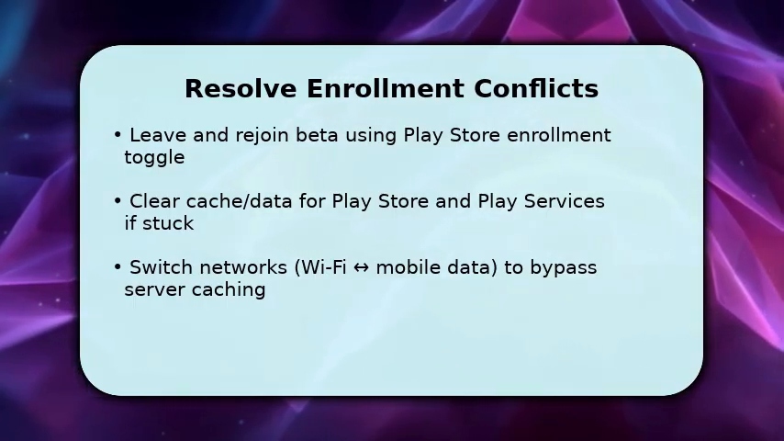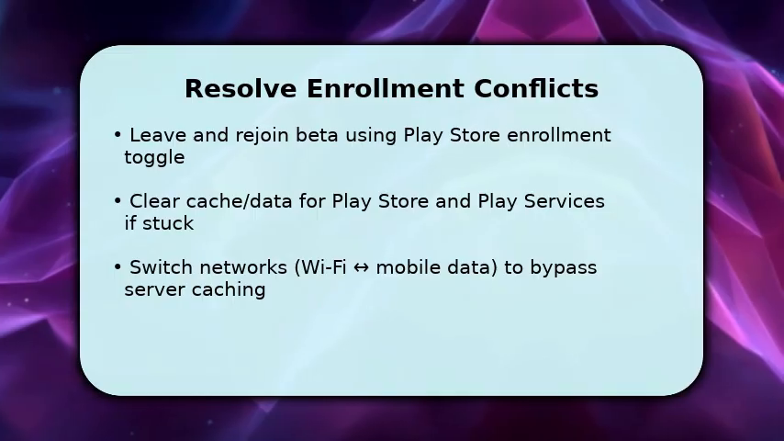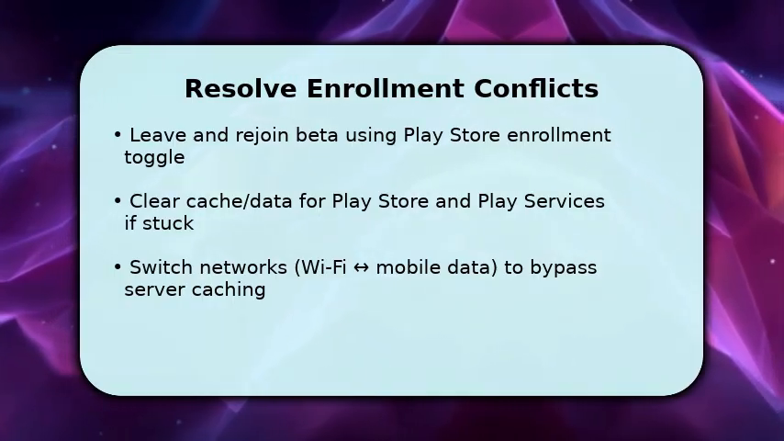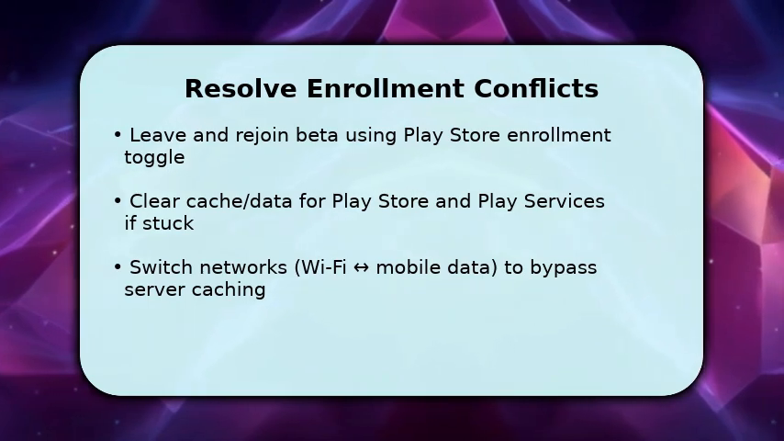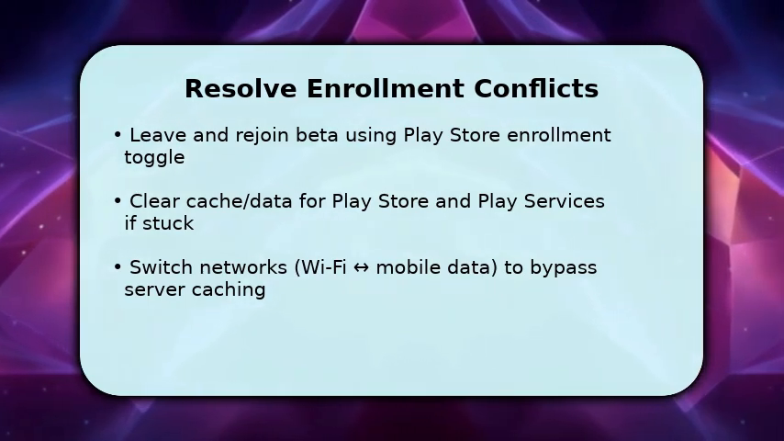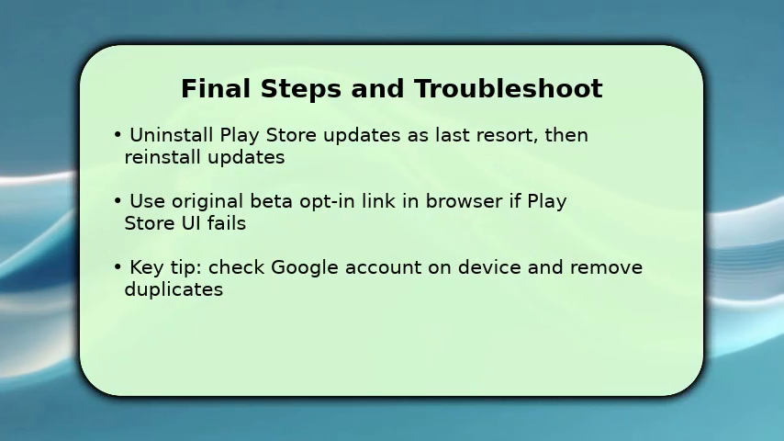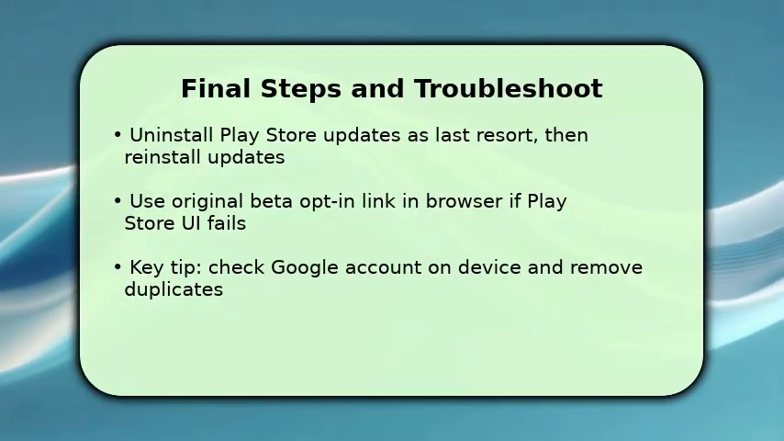Make sure to switch networks briefly. Sometimes a different IP forces Google to serve updated enrollment. Once rejoined, tap Update or Install. Monitor progress and wait for the new build to appear. Finish by installing the beta build and verifying functionality.